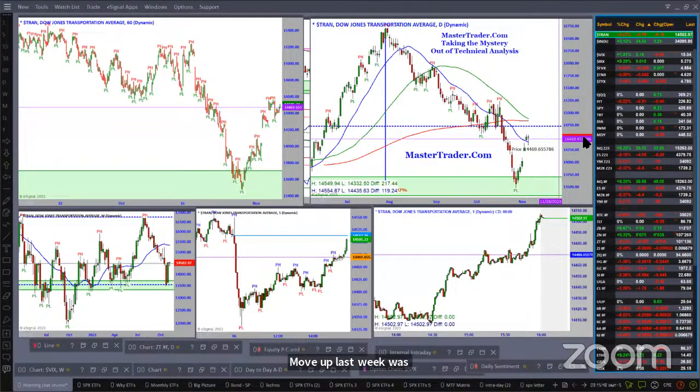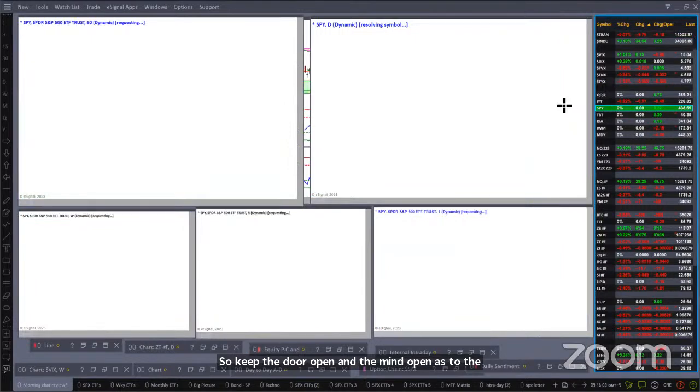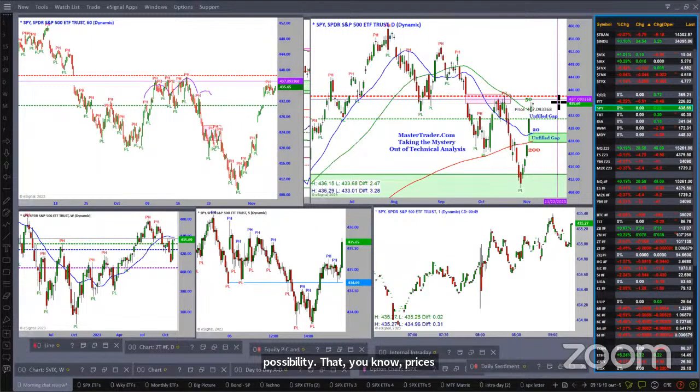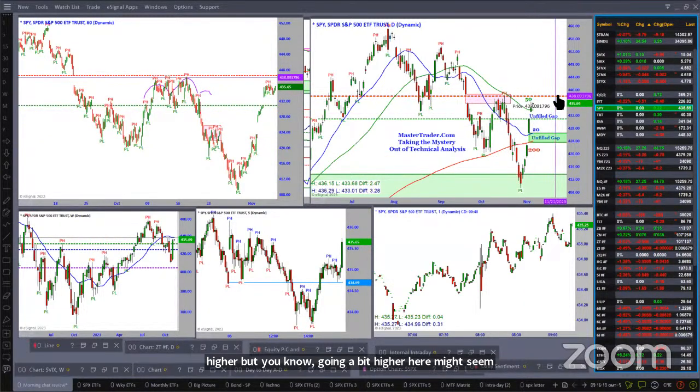Buyers historically are unlikely to throw in the towel too quickly until it becomes obvious that sellers are taking control, and that's not happening yet. So keep the door open and the mind open as to the possibility that prices could go higher, not a lot higher, but going a bit higher here might seem illogical after such a run, but it's happened before.